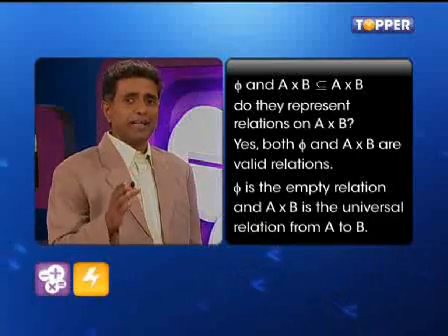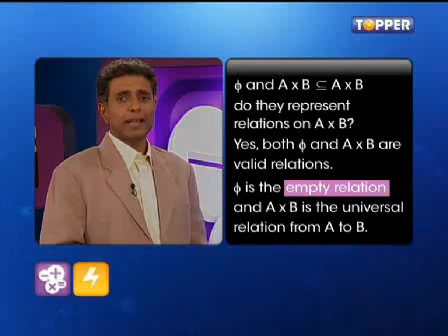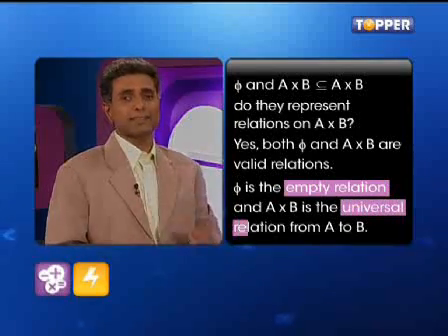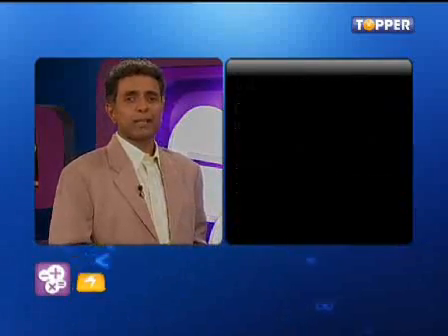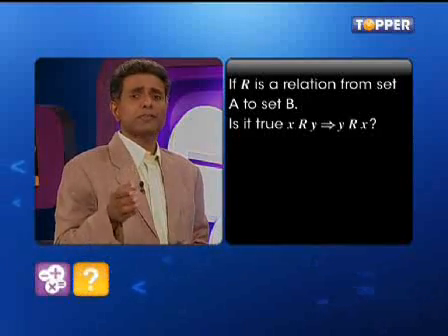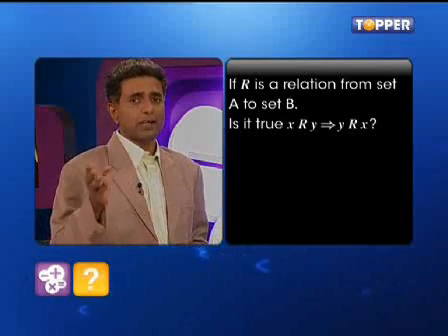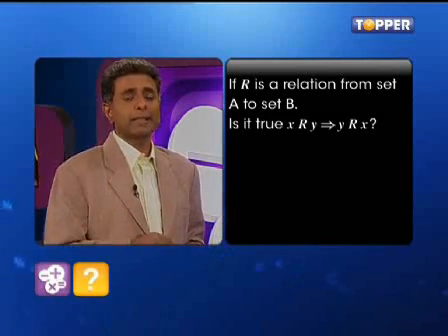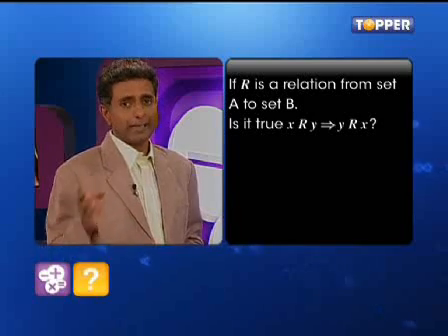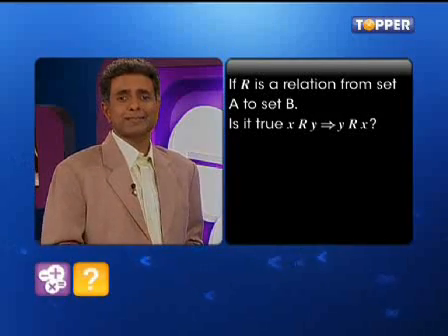The empty set phi is the empty relation and A cross B is the universal relation from A to B. If R is a relation from the set A to the set B, is it true that XRY, which is X related to Y, implies YRX, which is Y related to X?